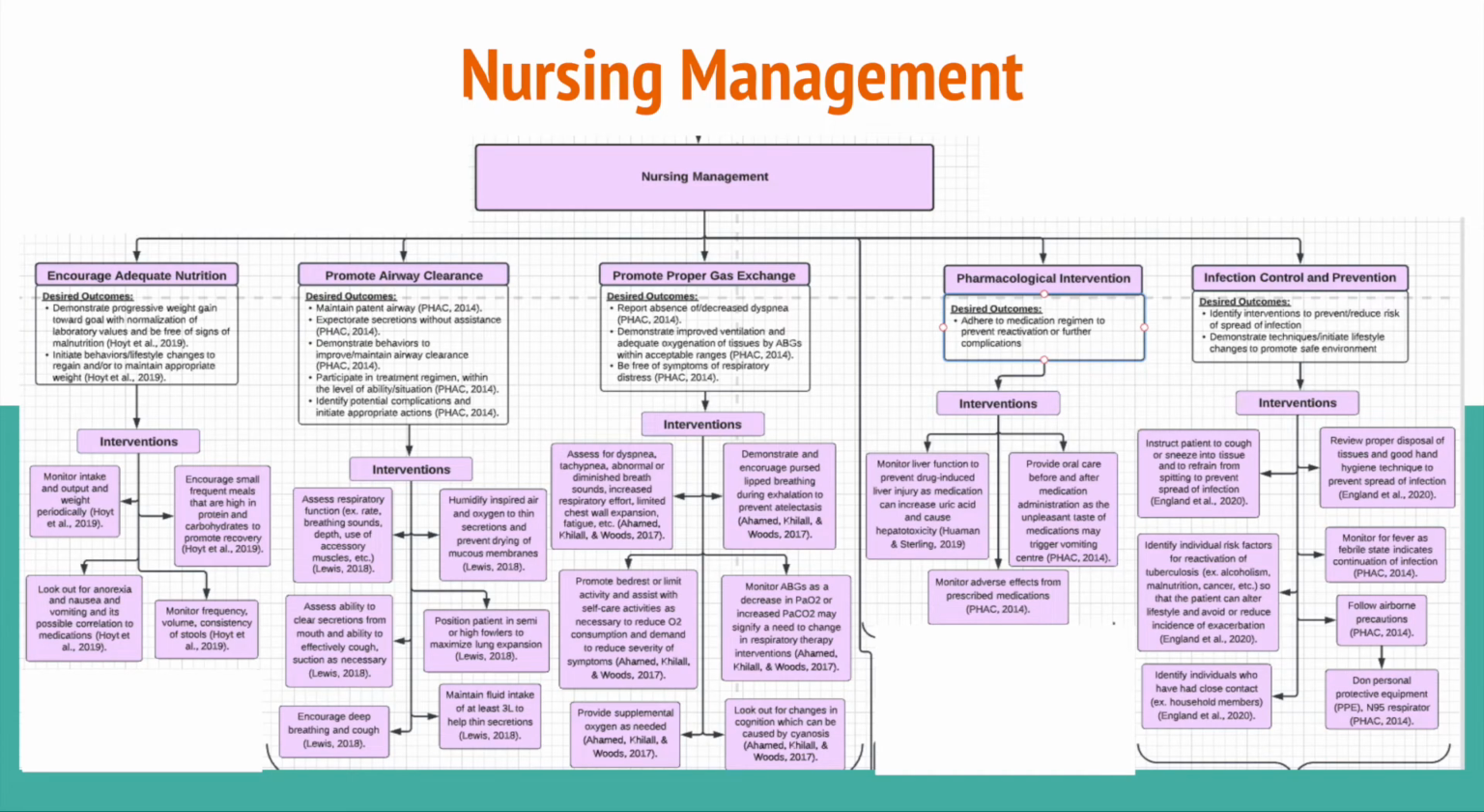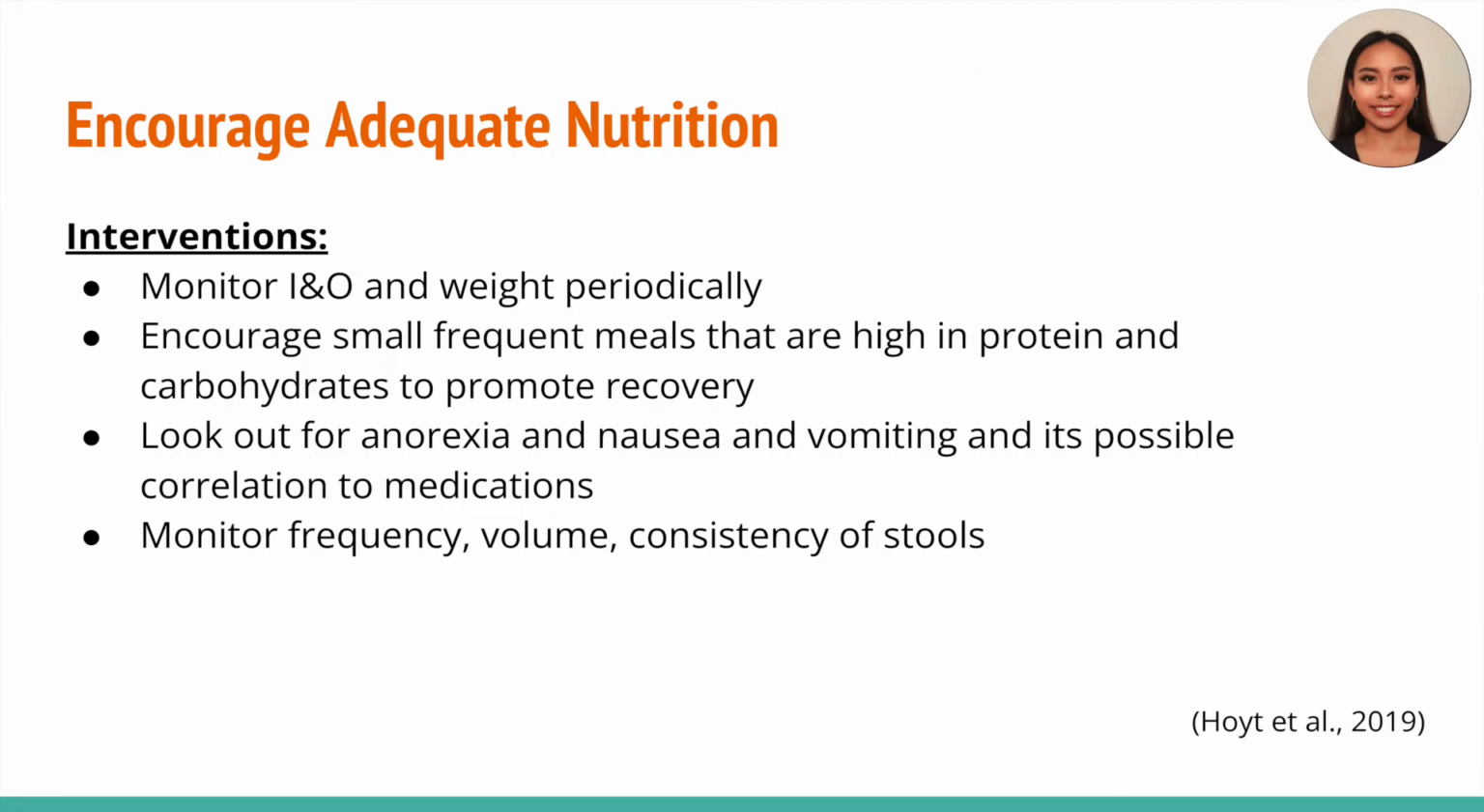There are several nursing interventions that are needed to manage tuberculosis. The patient must adequately get enough nutrition. This can be monitored through their input and output, encouraging the patient to eat small, frequent meals that are high in protein and carbohydrates to promote recovery, and monitoring the frequency, the quality, the quantity of their stools.